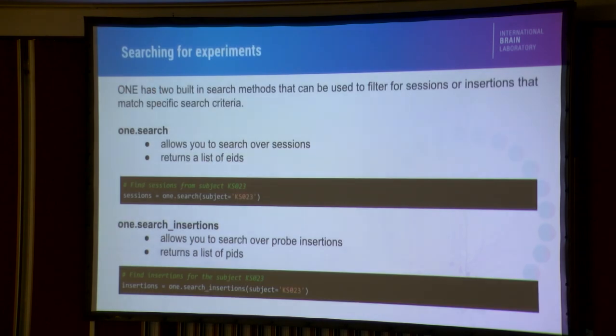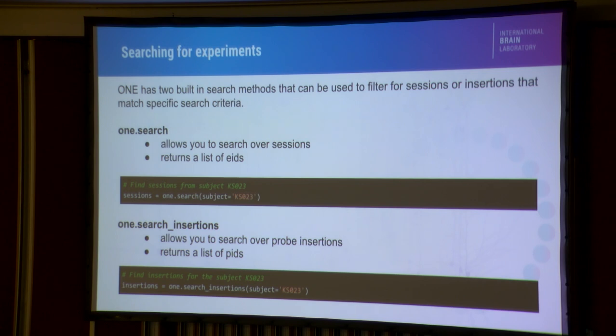So now we're going to take a step back and ask how can we actually find the sessions that we're interested in. For this, we use the search methods in ONE. There are two search methods. The first is one.search that allows you to find sessions of interest. And the second is one.search insertions that allows you to find probe insertions of interest.